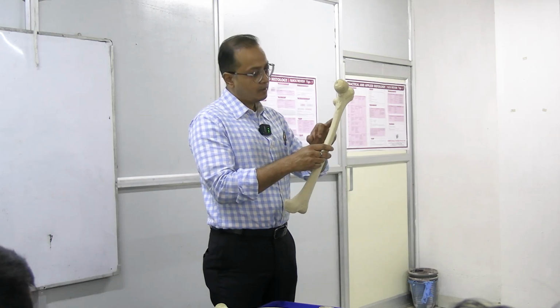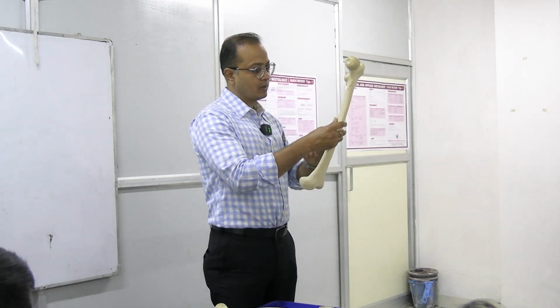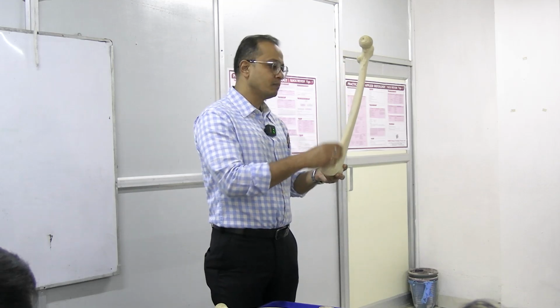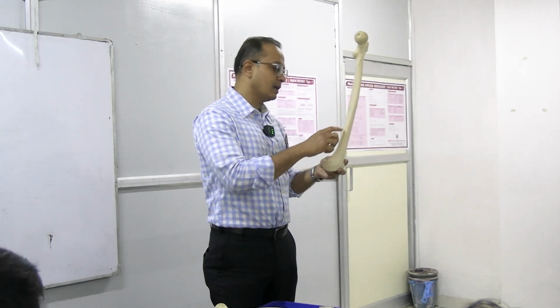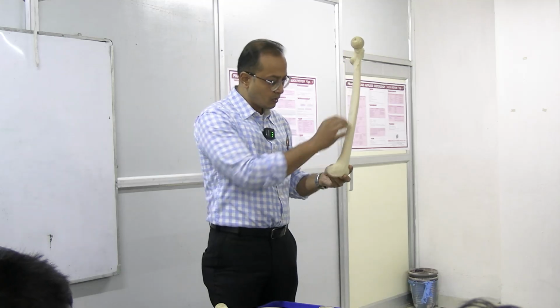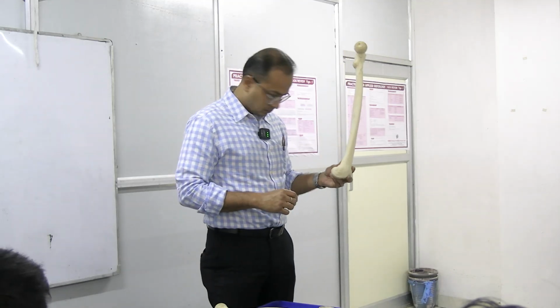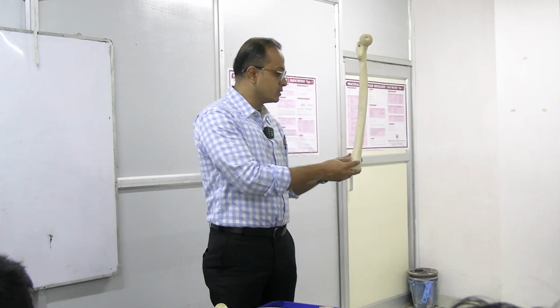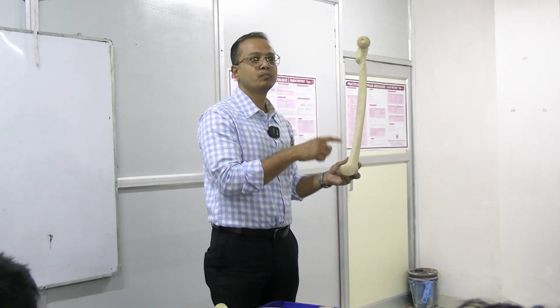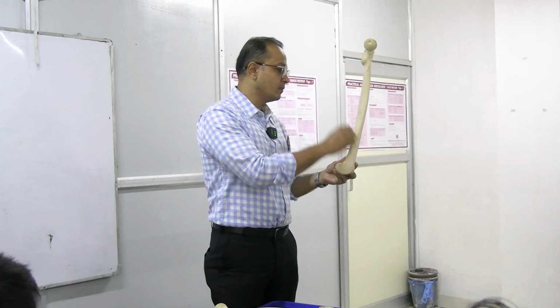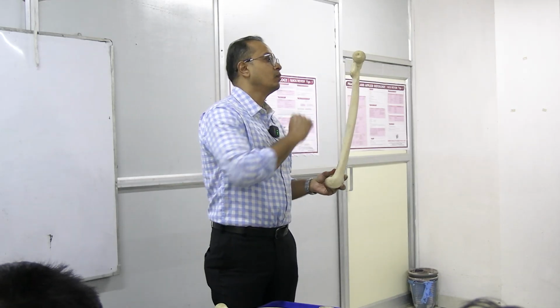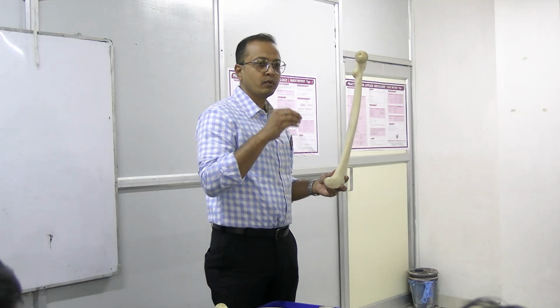And below, the linea aspera going down continues towards the medial and lateral supracondylar lines. As it goes down medially and laterally towards the condyle, supra meaning above the condyle, we call them the medial and lateral supracondylar lines. These words are confusing and you have to emphasize them whenever you are studying these particular words.